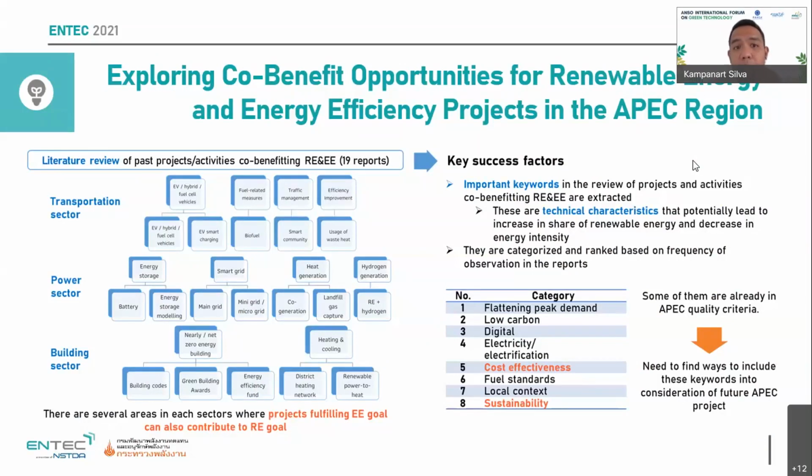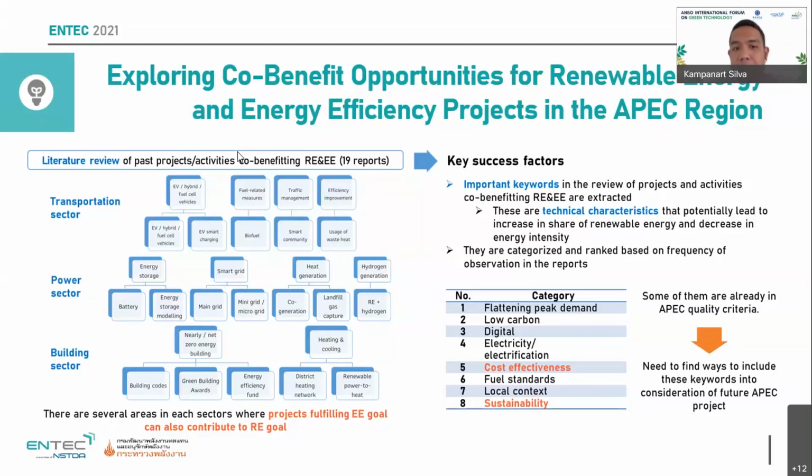The first one is Exploring Co-Benefit Opportunities for Renewable Energy and Energy Efficiency Projects in the APEC region. We have seen quite a lot of projects in APEC that are working toward increasing the share of renewable energy. And on the other hand, we also see a lot of projects that aim to reduce energy intensity in usage, for example, in the transportation sector, power sector, and building sector. APEC has been doing quite well in pursuing the energy efficiency goal, but they are not yet able to reach the target for renewable energy. So we were thinking, what would be the good area of focus to use the pool of people who are working on energy efficiency to make them also answer to the target of increasing the share of renewable energy.